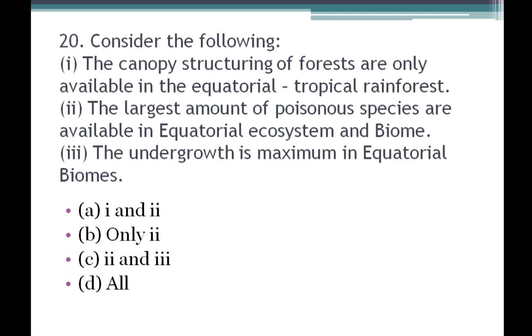Question number 20. Consider the following statements. Which of the following statements is or are correct? Number 1. The canopy structuring of forests is only available in the equatorial tropical rainforests. Number 2. The largest amount of poisonous species are available in equatorial ecosystem and biome. Number 3. The undergrowth is maximum in equatorial biomes. So the correct option is option A, that is 1 and 2 only. Number 3 is incorrect because the undergrowth is minimum, not maximum, in equatorial biomes.